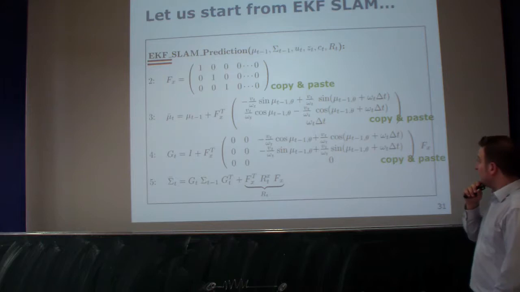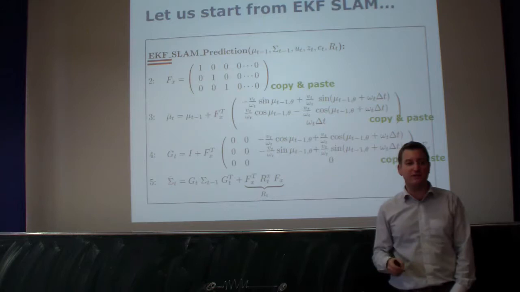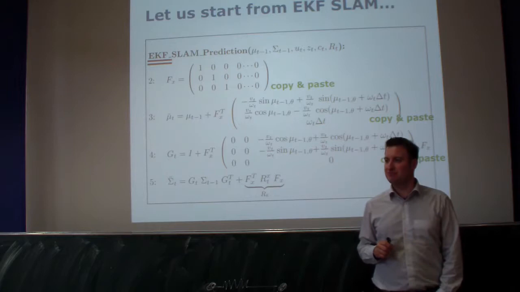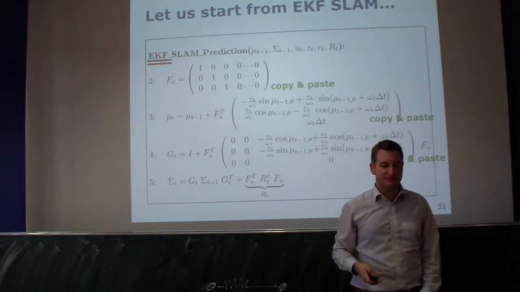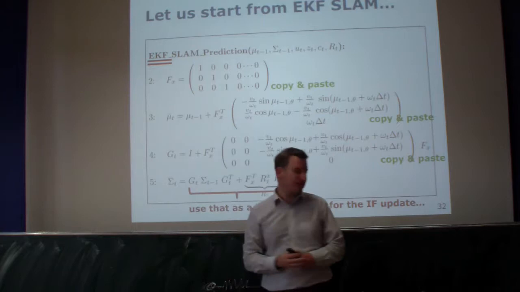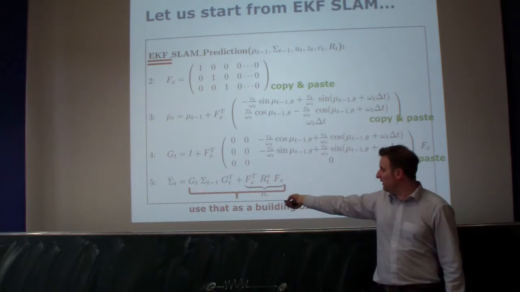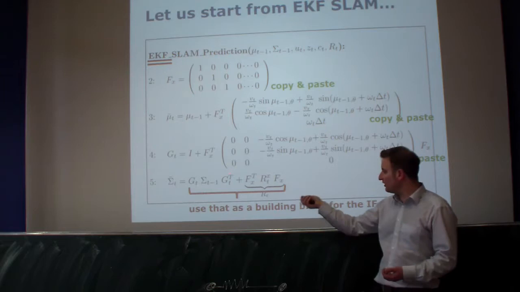Okay, so let's do copy-paste. Take these three blocks, the first three lines, lines 2, 3, and 4, and copy them over to our SEIF motion update. So these things we can directly use. And there's a fourth thing, which is the update of the covariance matrix, and we use this as a building block. We know that this is the covariance matrix, so if we invert it, we obtain the information matrix, right? So we use this later on as a building block to compute the information matrix.